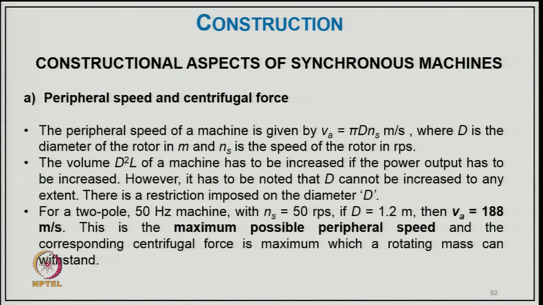So, the volume d²L of the machine has to be increased if the power output has to be increased. However, it has to be noted that d cannot be increased to any extent. So, there are restrictions imposed on the diameter d. For a 2 pole machine at 50 Hz with ns equal to 50 rps, d is 1.2 meter and the peripheral speed V is 188 meter per second.